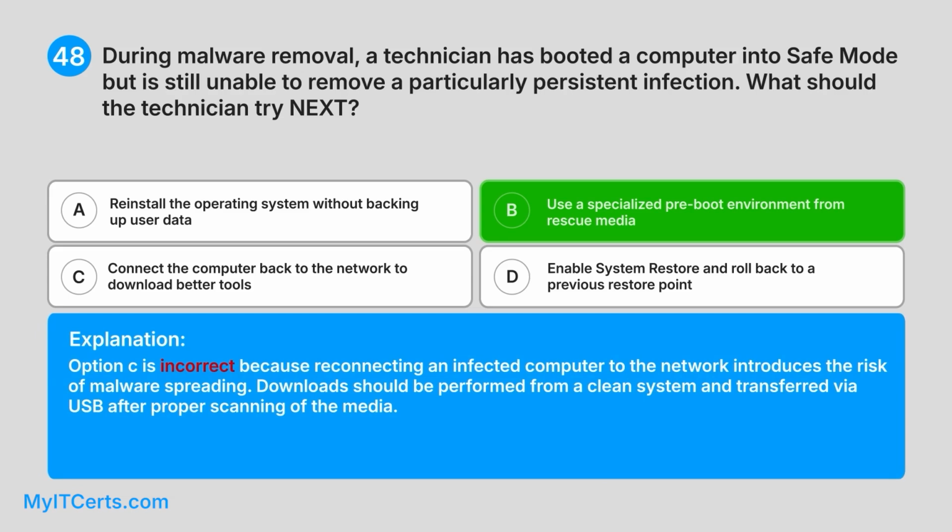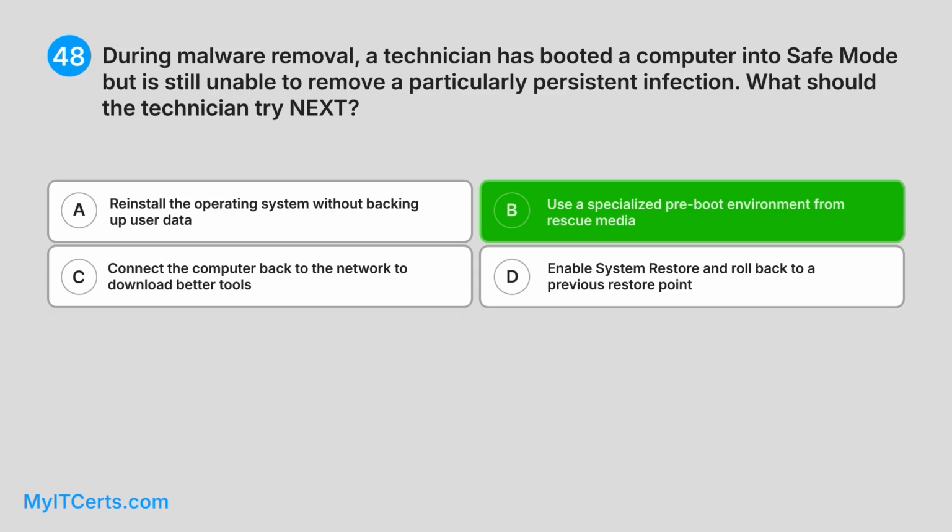Option C, connect the computer back to the network to download better tools, is incorrect because reconnecting an infected computer to the network introduces the risk of malware spreading. Downloads should be performed from a clean system and transferred via USB after proper scanning of the media.